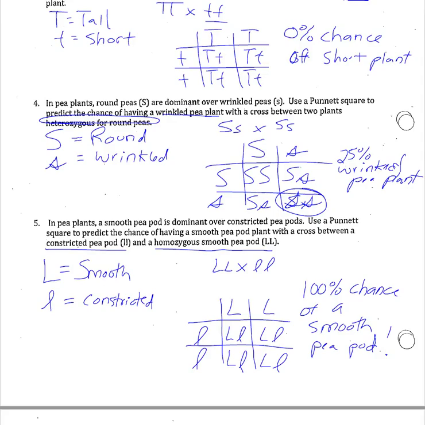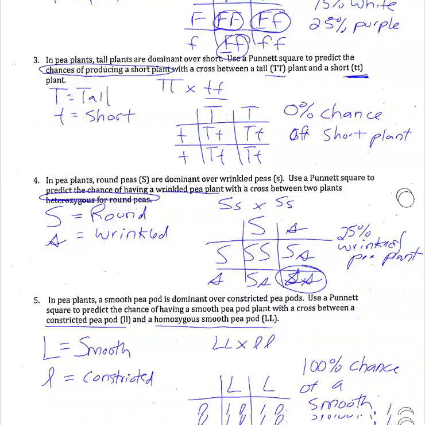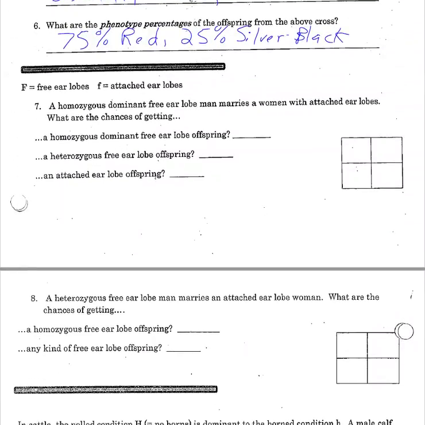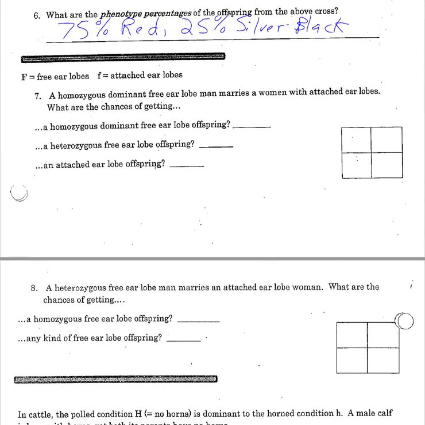All right, next problem. Deal with earlobes. So let's read through a couple questions with earlobes. And this is kind of true for your ears. You can check if you have free earlobes or attached earlobes. But one of the things we do know is that the dominant allele is for free earlobes and the recessive is for attached earlobes. So if you have a homozygous dominant free earlobe man who marries a woman with attached earlobes, what are the chances of getting the following?